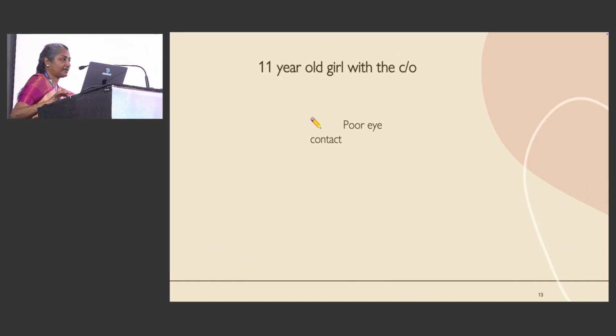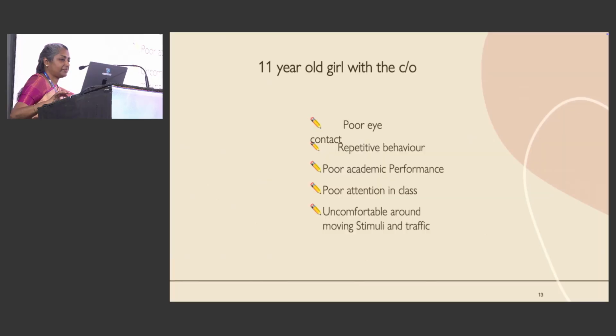So coming to another example, an 11-year-old girl with poor eye contact, repetitive behavior, poor academic performance, poor attention, and discomfort around moving stimuli in class. So CVI can be totally missed in this case. It can be attributed to autism or a learning disability or something like that.